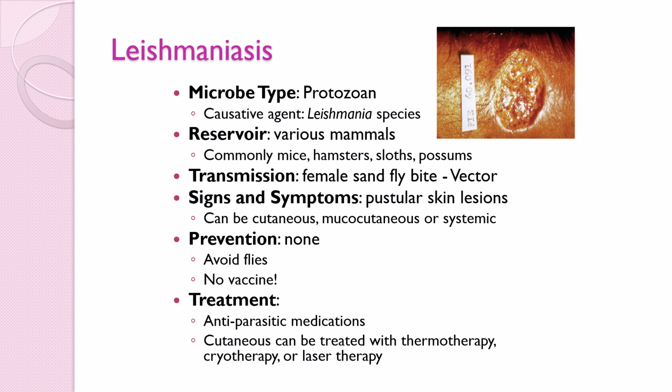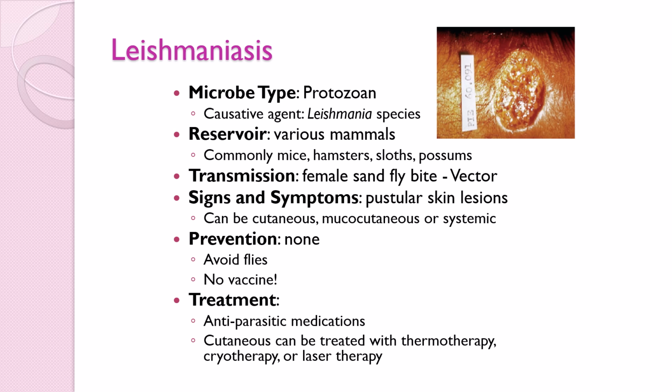Most of the time, that is the case. So sometimes they could be in the mouth or vagina, for that mucocutaneous area that can be affected, and then move cutaneously or vice versa. The prevention is just to avoid the flies or the animals that carry those flies, because there is no vaccine.